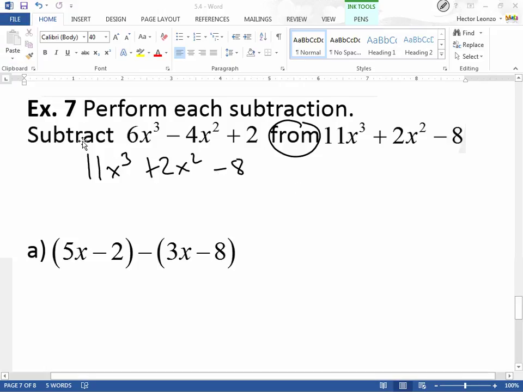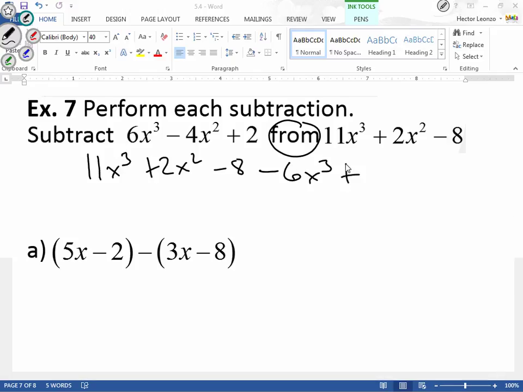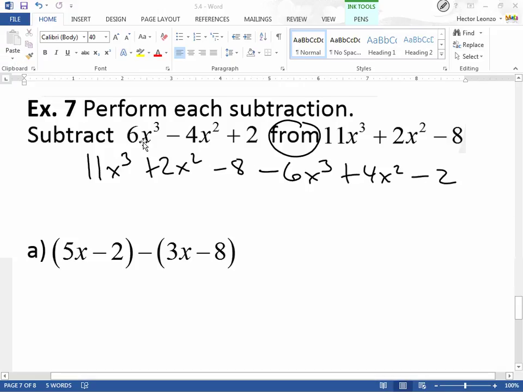But then I'm doing the subtraction. So whenever we're going to do a subtraction, make sure you switch the signs of every coefficient of the second term. Remember, this is my second term. Just change the signs. So I'm going to go minus 6x to the third plus 4x to the second minus 2. Once again, because of the word from, this polynomial here was the first polynomial, and this one right here is the second polynomial.